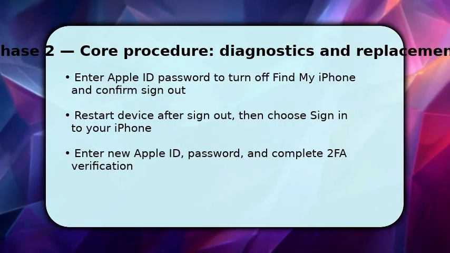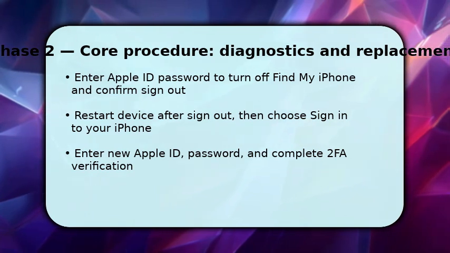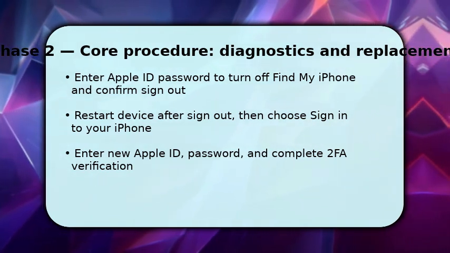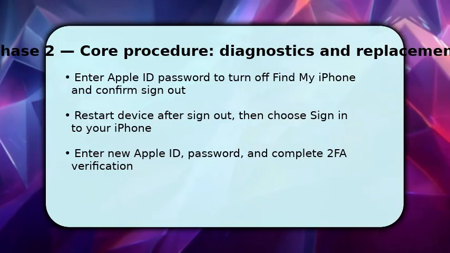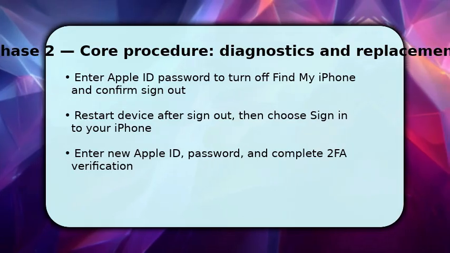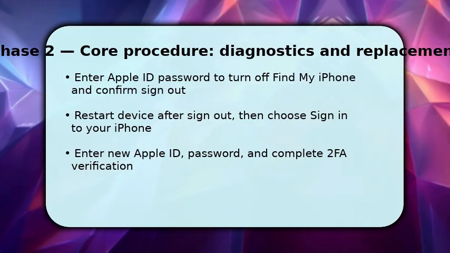Once signed out, power cycle the iPhone to clear cached credentials and make sure system services refresh. After the restart, open Settings and tap Sign into your iPhone, enter the new Apple ID and password. If two-factor authentication triggers, approve the sign-in on a trusted device or enter the verification code.